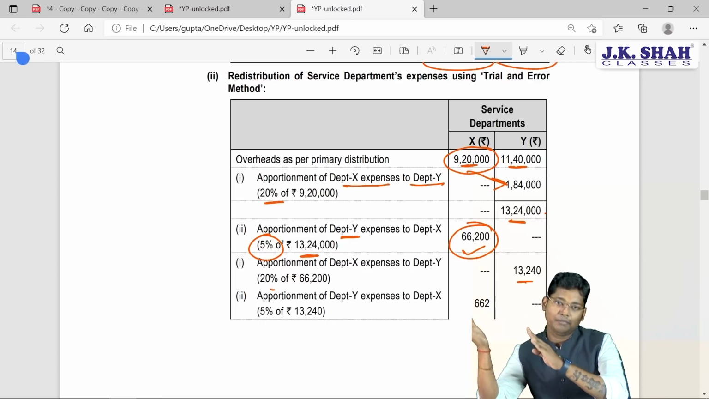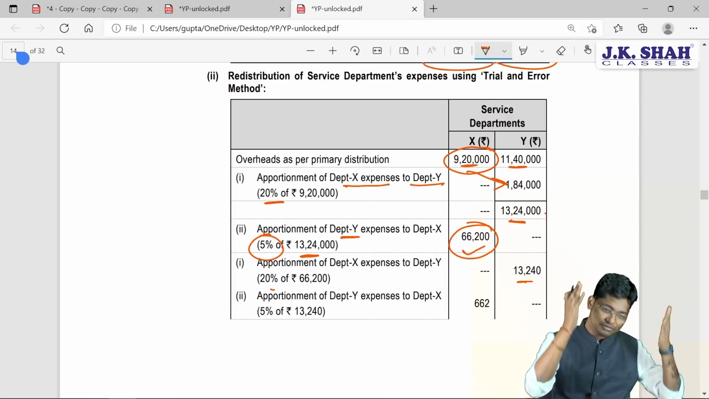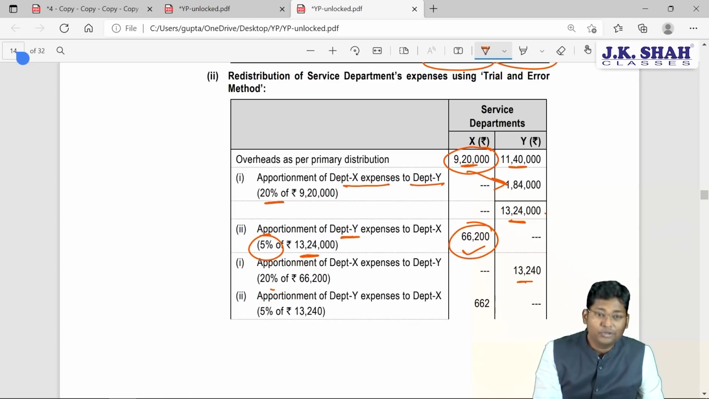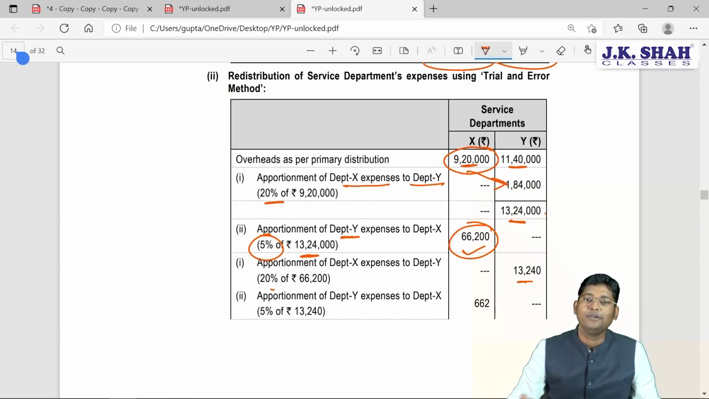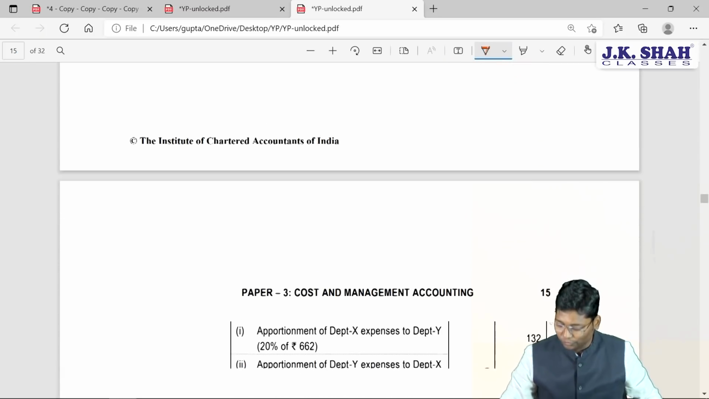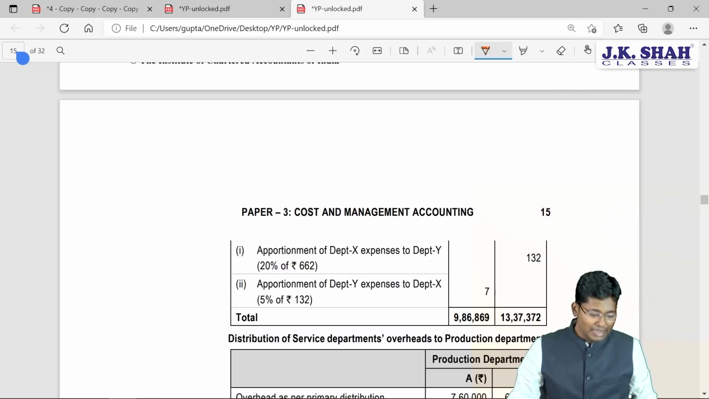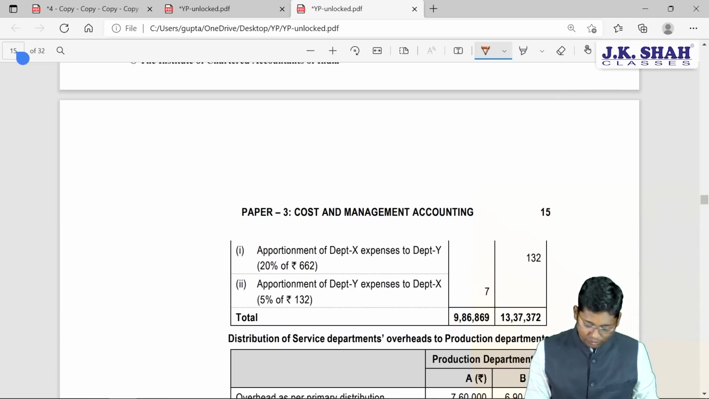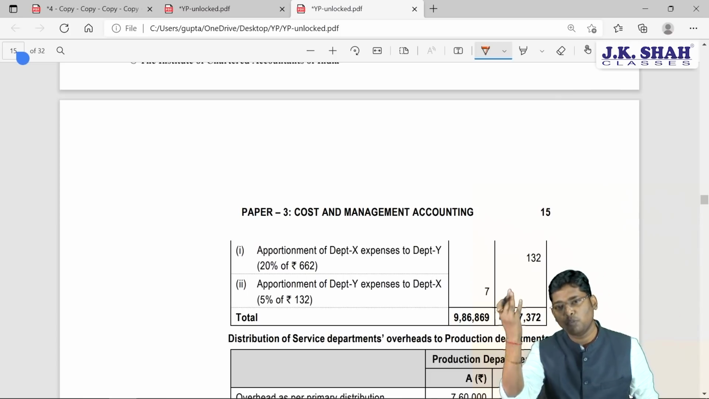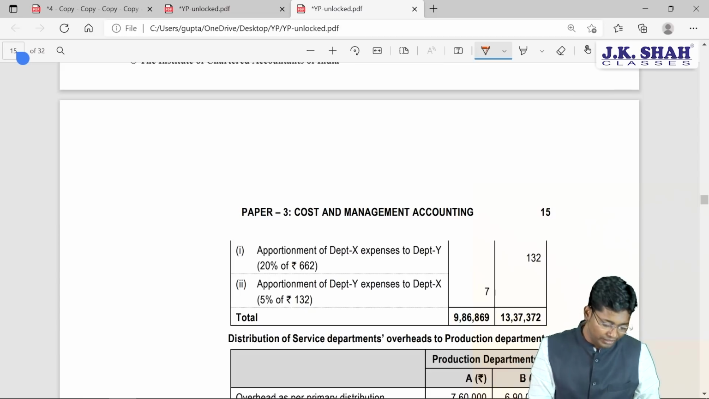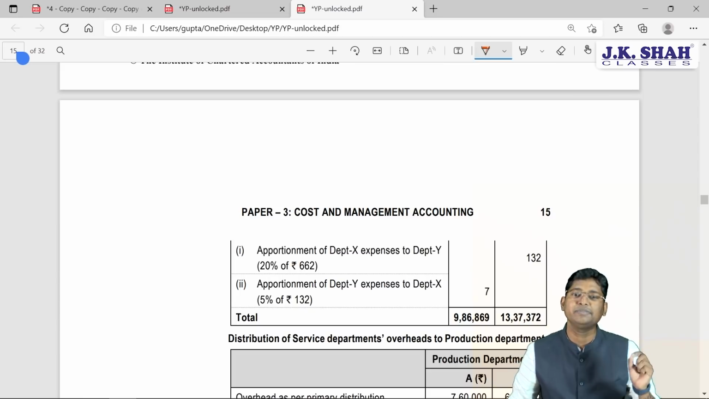So department amount, then second department percentage. Same department amount, second department percentage. Now 13,240 into 5%, when you calculate, you are going to get 662, and this thing will continuously go on. Now 662 again into 20%, when you calculate, you will be getting 132.4, rounded off figure is recorded, and 132.4 into 5% you are going to get 6.62.